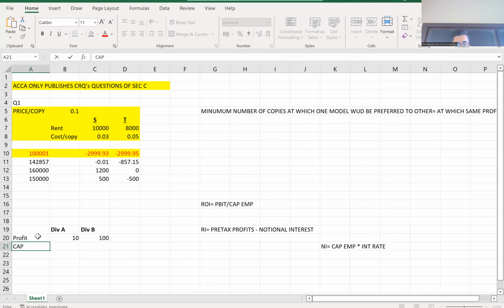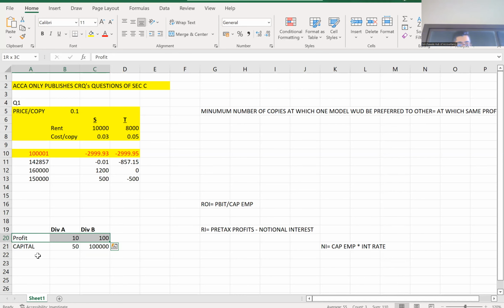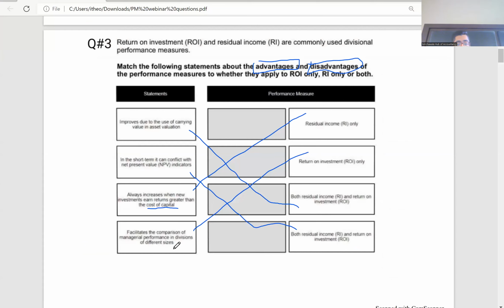But then I say Division A got a profit of 10; it invested 50. And Division B got a profit of 100; it invested 100,000. Now which one is better? A. So looking at the profit only, you cannot compare different size divisions. But if you find the ROI of both, the percentage of both, you can compare different size divisions. So this statement, that it facilitates comparison of performance in divisions of different sizes, applies to ROI.